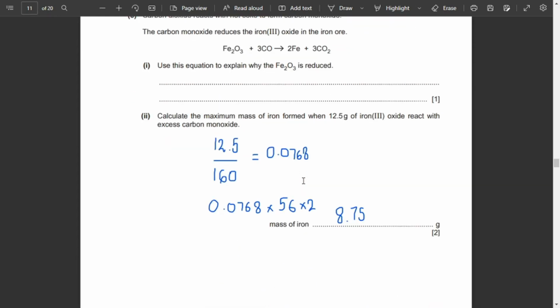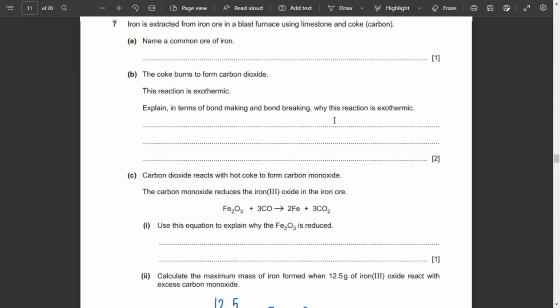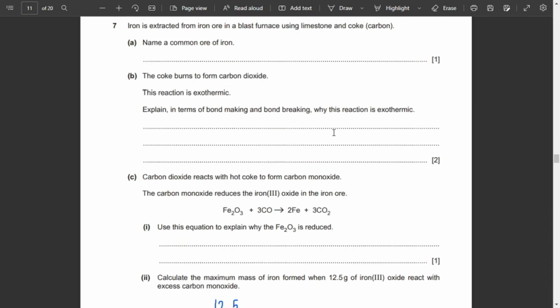I've already solved this since it's a hassle to bring in a calculator and solve everything in front of you, and it takes a lot of time. That is why I solved it before, so I'm going to explain this question properly. First of all, the question says, calculate the maximum mass of iron formed when 12.5 grams of iron 3 oxide reacts with excess carbon monoxide. So first of all, I want you to understand this question.